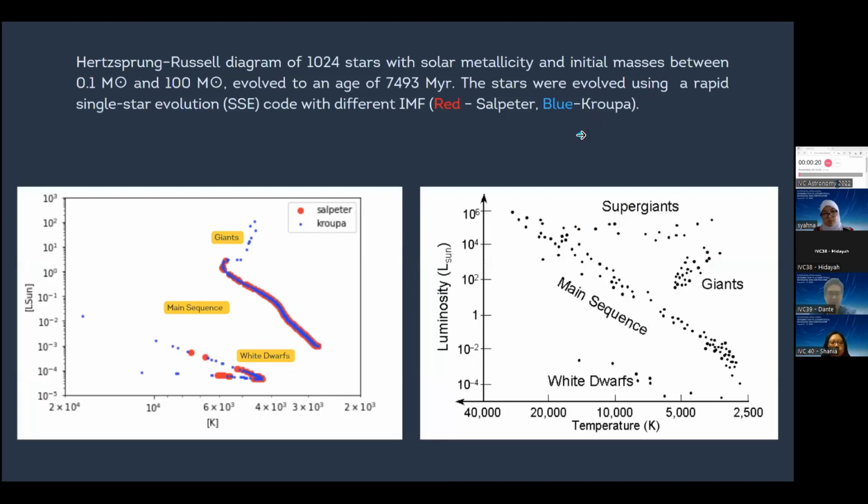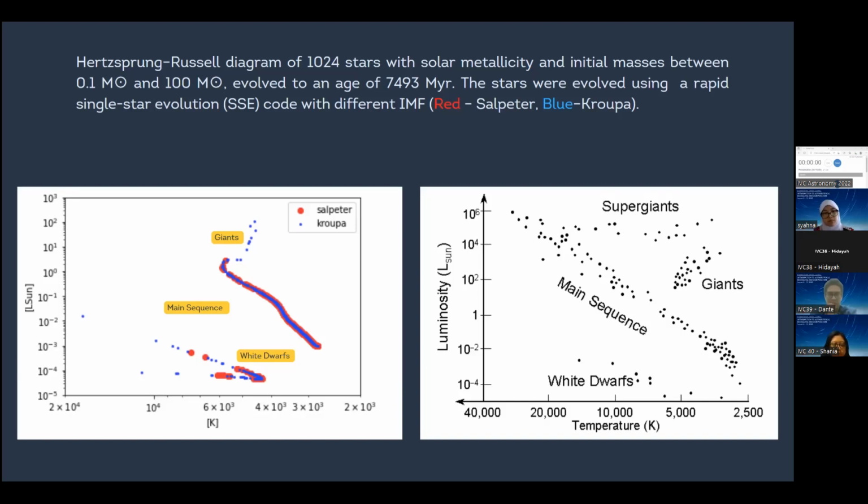Okay, for this one, we plot the HR diagram for 1024 stars with solar metallicity and initial mass between 0.1 to 100 solar mass, and we evolve it to an age of 7,493 mega years. The stars we evolve using rapid single star evolution, SSE. And in this, we use different mean mass distributions. The red dotted one here is Salpeter. The blue one is Kroupa.